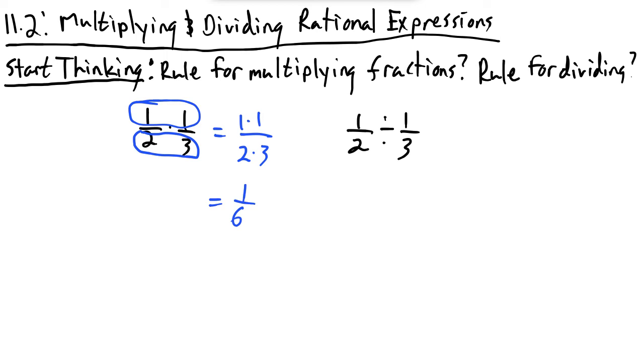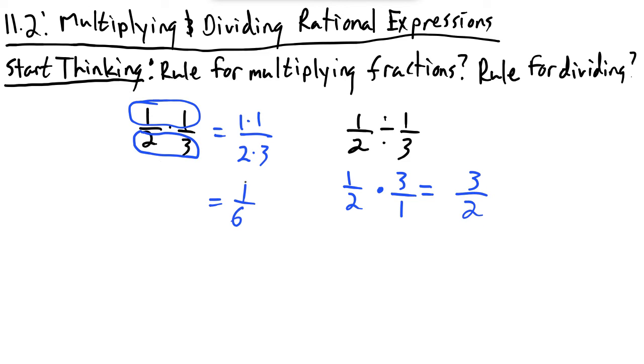What about for dividing? Well, dividing, remember, we have the infamous half-brother of Kentucky Fried Chicken, KCF. We keep the first one, we change the sign, and we flip the second one. So instead of KFC, we have KCF. 1/2 times 3 over 1. Keep, change, flip. And now we do the same thing. We multiply the tops together and we multiply the bottoms together. So now we have 1 times 3, or 3, over 2 times 1, or 2.